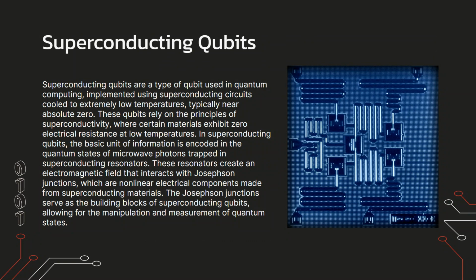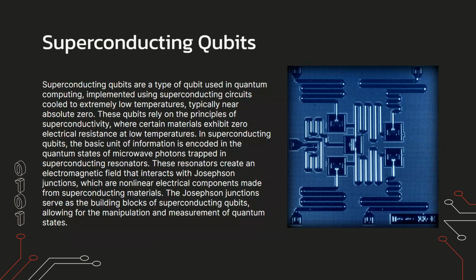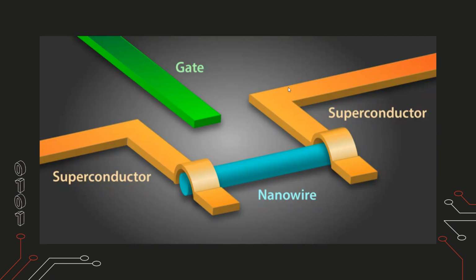In superconducting qubits, the basic unit of information is encoded in the quantum states of microwave photons, trapped in superconducting resonators. These resonators create an electromagnetic field that interacts with Josephson junctions, which are nonlinear electrical components made from superconducting materials. The Josephson junctions serve as the building blocks of superconducting qubits, allowing for the manipulation and measurement of quantum states. So this would be an example of a superconducting qubit, and these are usually stored in sub-zero conditions.